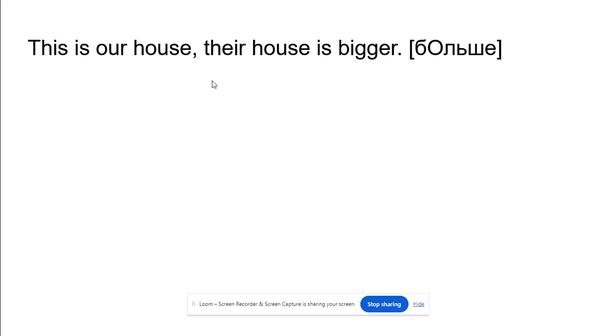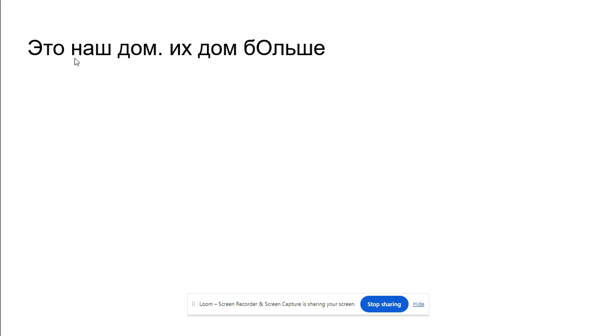This is our house. Their house is bigger. And for bigger, we're going to use the same word as we use for the word more, which is больше. Это наш дом. Их дом больше.